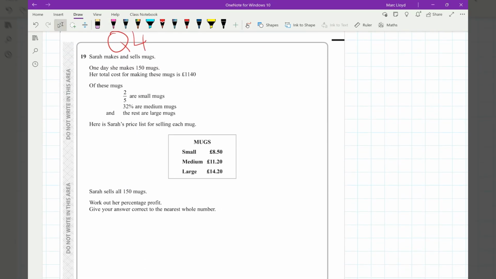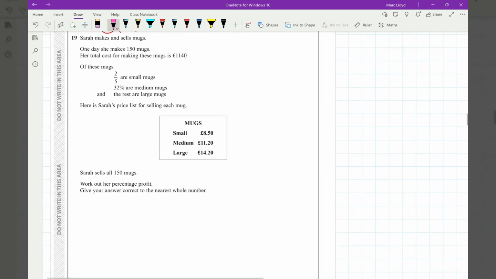Question 4. Sarah makes and sells mugs. One day she makes 150 mugs. Her total cost for making these mugs is £1,140. Of the mugs, and we've got a breakdown here, 1, 2, 3. Here's a sale price. She sells all of them. Work out her percentage profit. This is quite involved. I'm not surprised that's 5 marks.